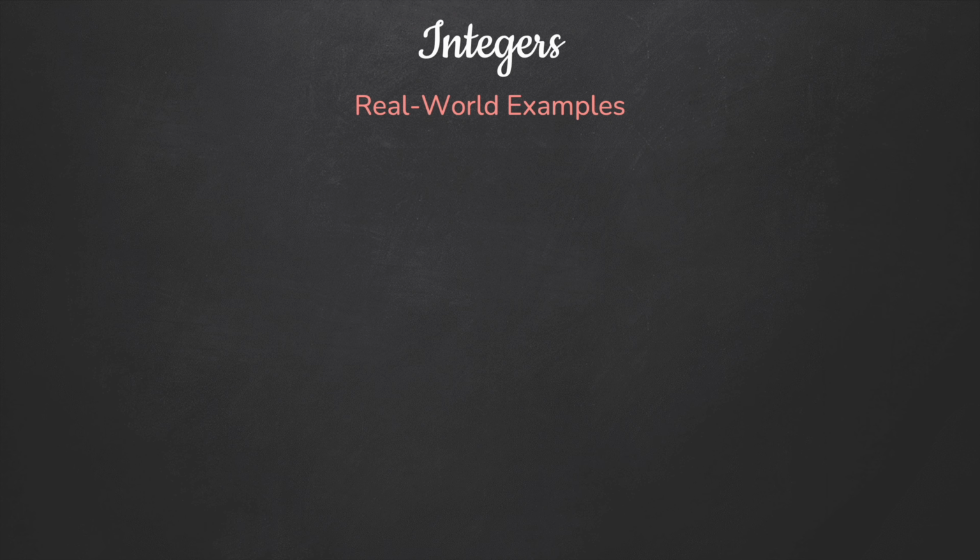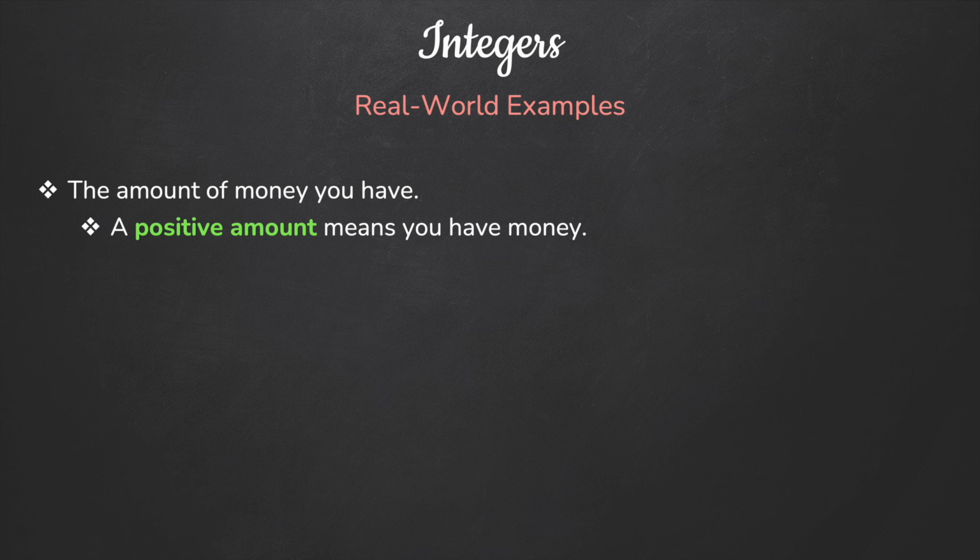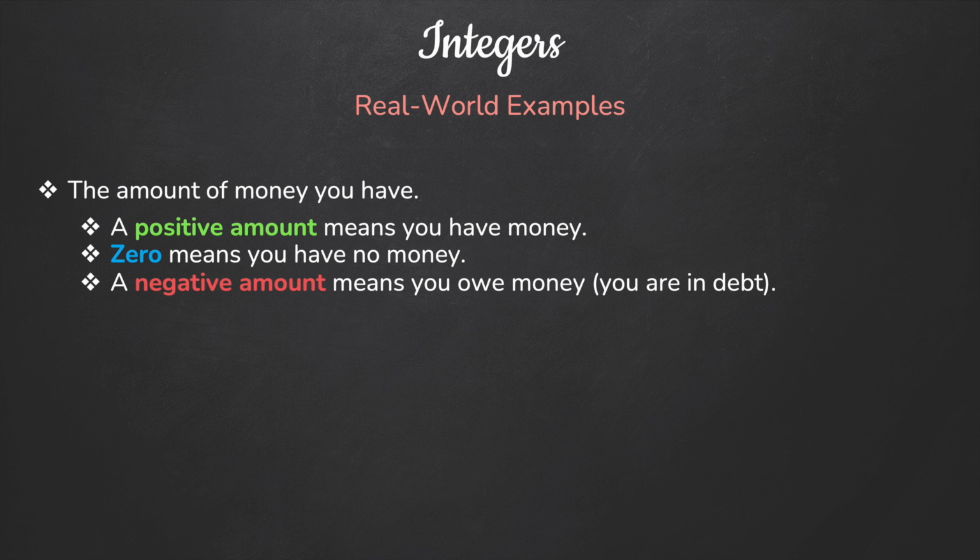Now let's go over some real-world examples of integers. So we have the amount of money that you have. So that could be positive, meaning you have money. It could be 0, meaning you have no money. Or it could be a negative amount, which means you owe money, basically meaning that you are in debt.